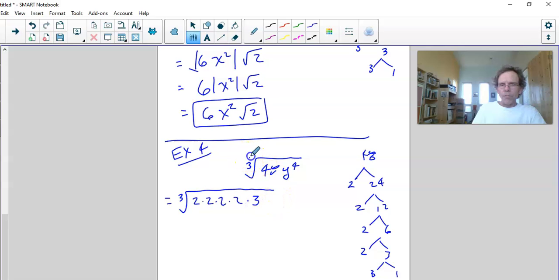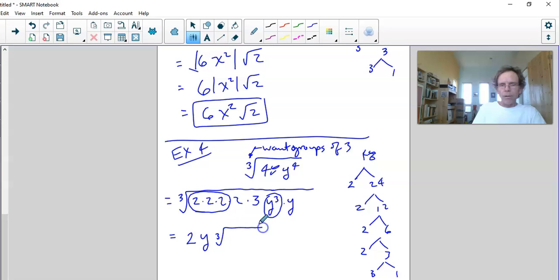All right, so we can write this as the cube root of 4 2's, 1, 2, 3, 4 2's, a 3. And then we want groups of 3, right? The index is 3, so we want groups of 3. And y to the 4th, we can get 1 y cubed, and that leaves an extra y. I'm just grouping them sort of ahead of time here. All right, so what do we have for groups of 3? We've got at least 3 2's and 3 y's. So on the outside, we're going to get a 2 and a y, and then we have cube root of 2 times 3 is 6 and a y.